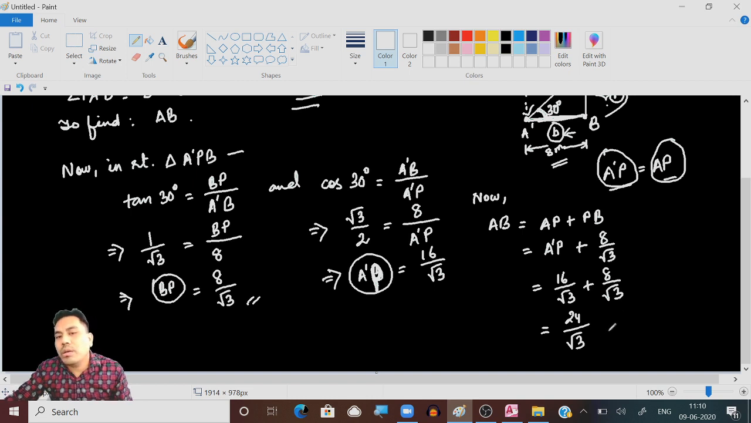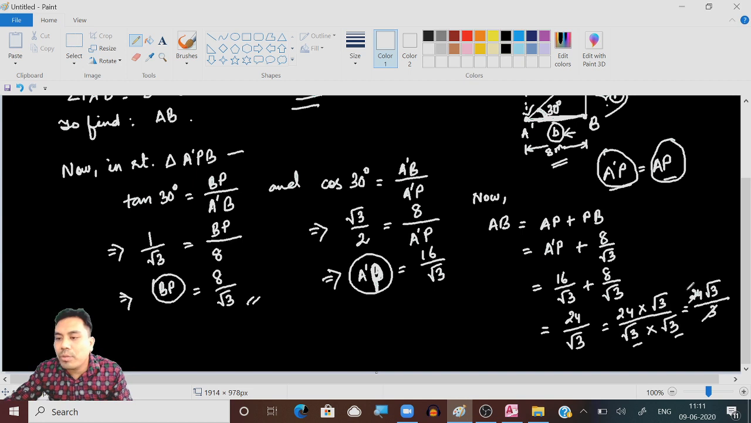Now we cannot keep the denominator as irrational. So what we have to do is multiply root 3 in the numerator as well as in the denominator. We all know, in class 9 you have learned. So 24 into root 3 will be 24 root 3, and root 3 into root 3 will be equal to 3. The 3 will cancel 24, 8 times. And finally we got the actual height of the tree, which is 8 root 3 meter.